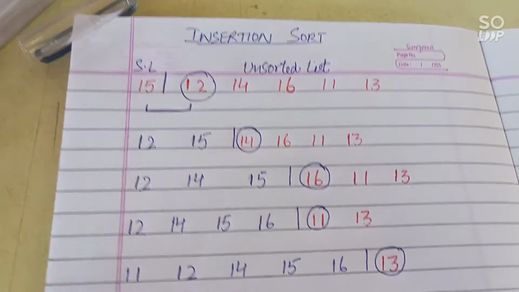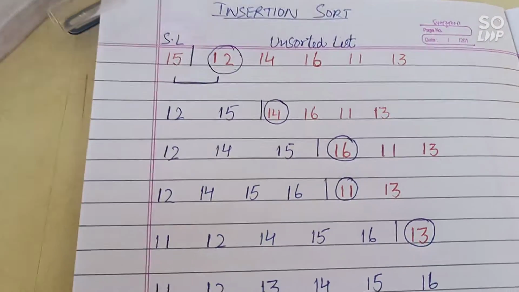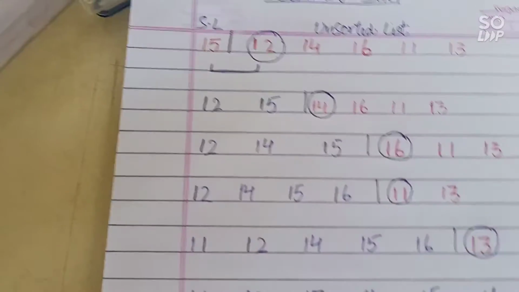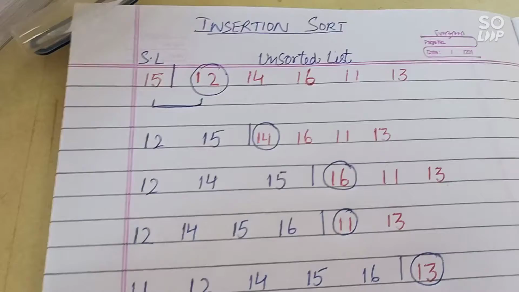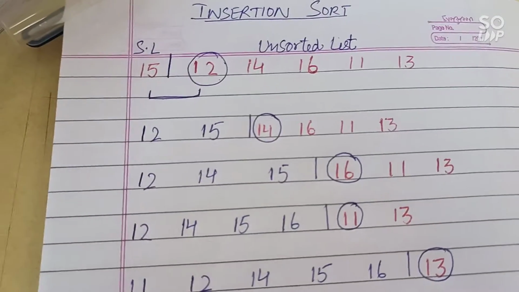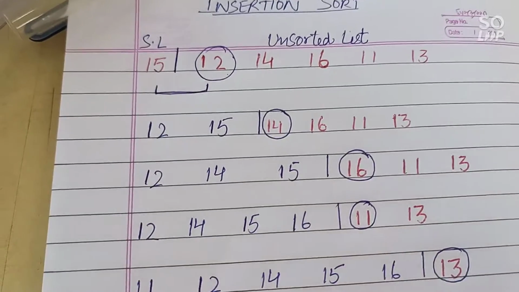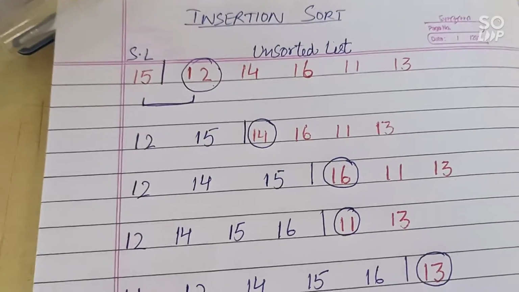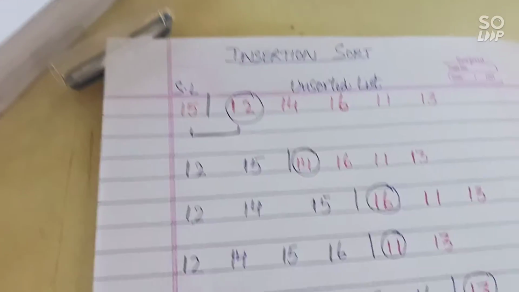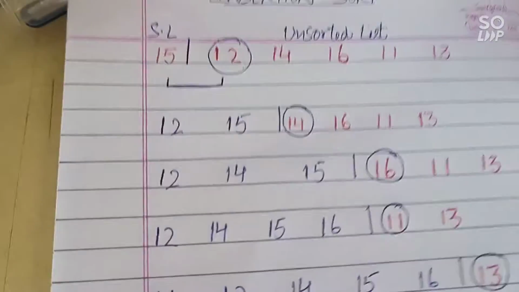So today we'll learn about the insertion sort. It is a sorting algorithm that builds a sorted list one element at a time from the unsorted list by inserting the element at its correct position in the sorted list. Fine. So let's do it with the help of an example.